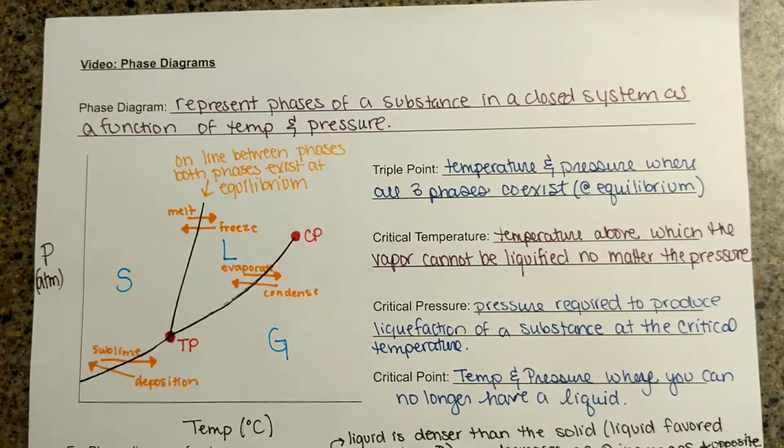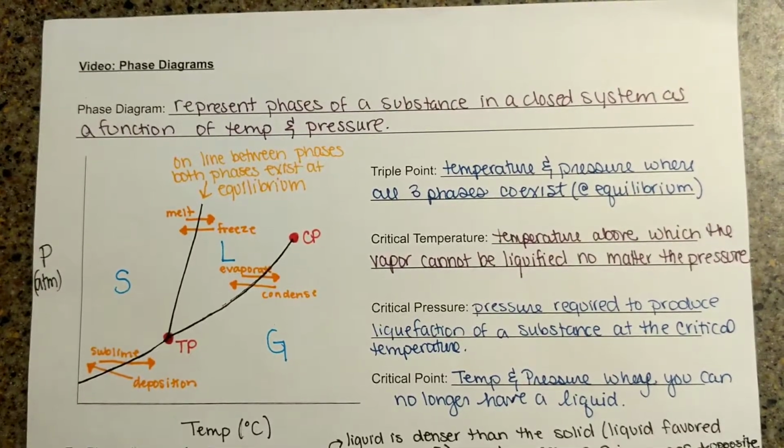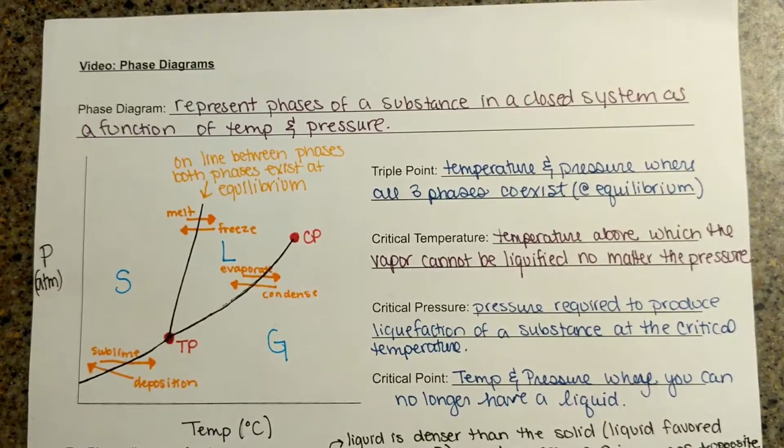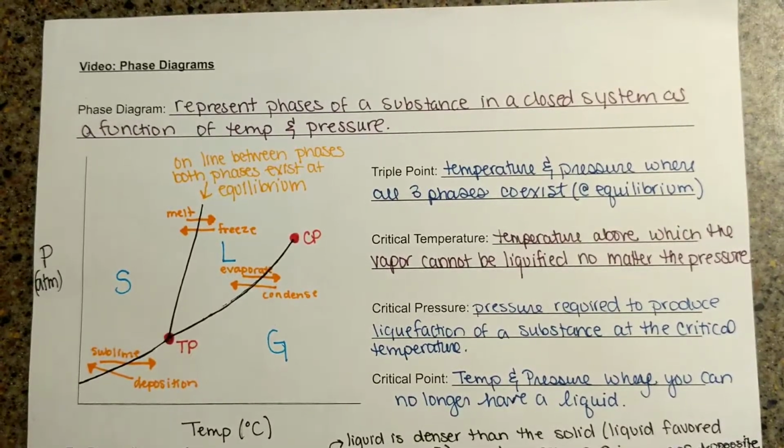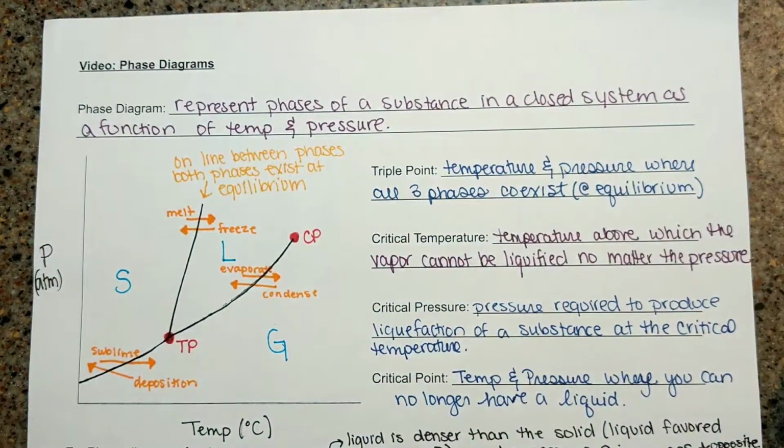This video is on phase diagrams. A phase diagram represents phases of a substance in a closed system as a function of both the temperature and the pressure. There are a couple different points to a phase diagram.